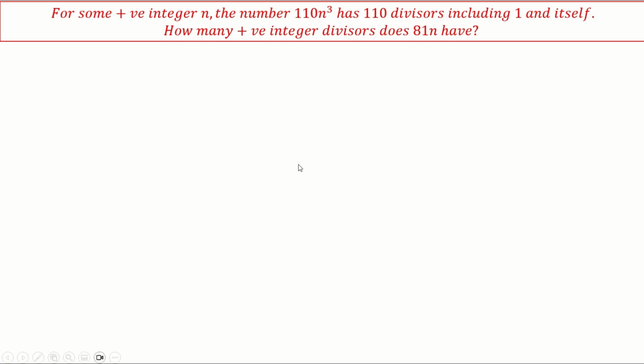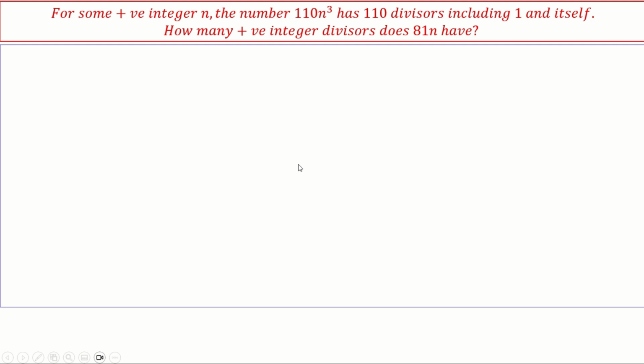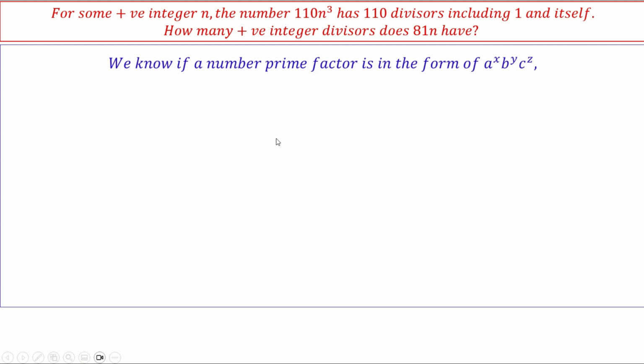So let's do it. The most important thing to remember: the moment divisors come up and a number is given, you have to go to the prime factor method. If a number's prime factorization is in the form of a to the power of x, b to the power of y, and c to the power of z, then it will have x plus 1 into y plus 1 into z plus 1 divisors. This is the important thing to remember. Now once you know this, the problem is easy to solve.